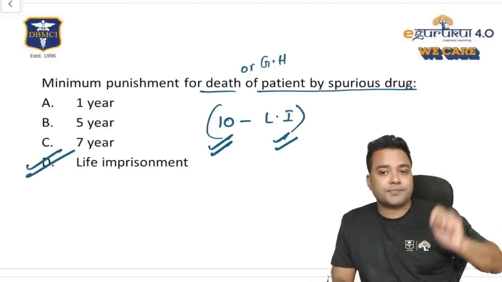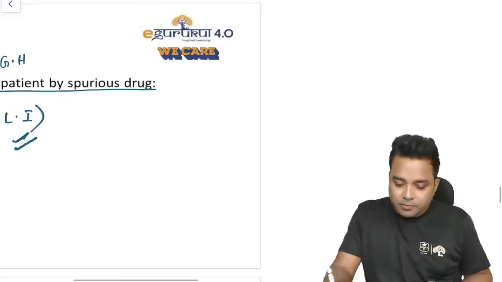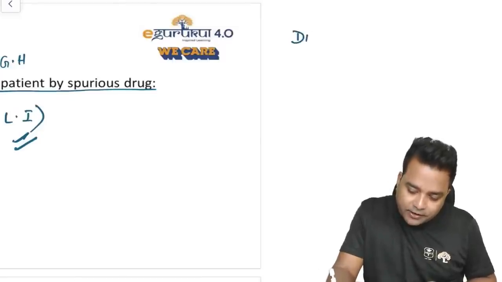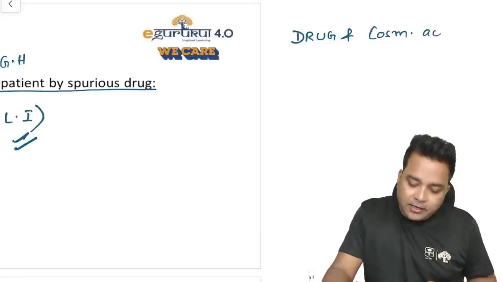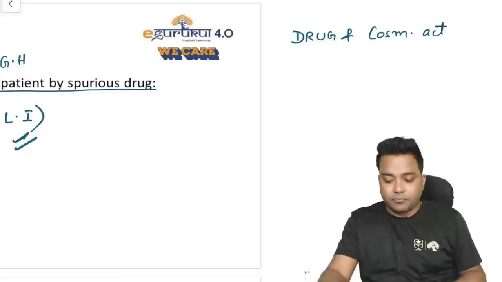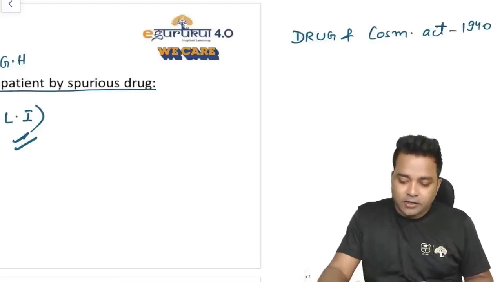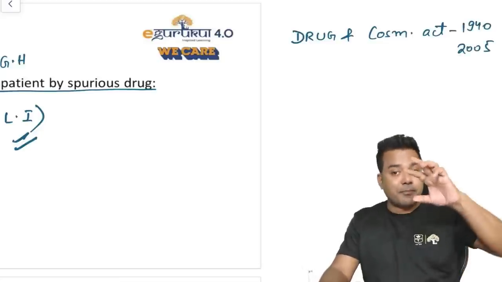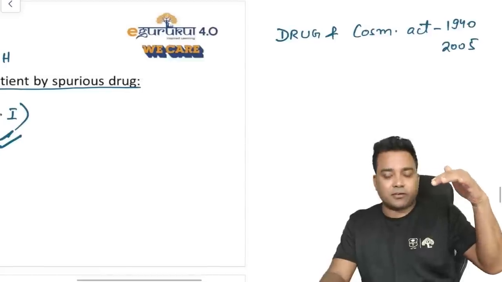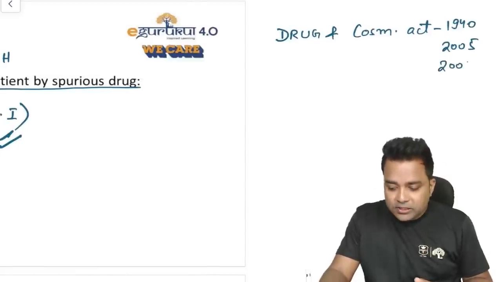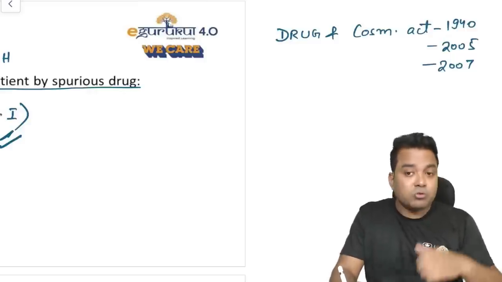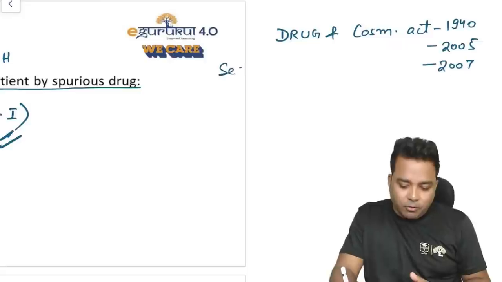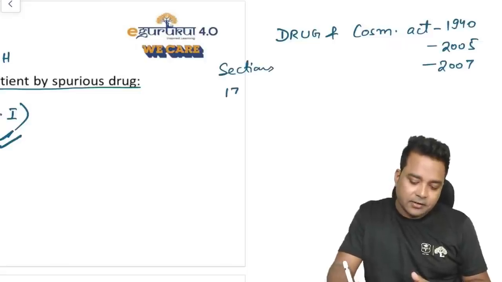What are spurious drugs? Always remember, this is a very hot favorite area, the Drugs and Cosmetics Act, for INICET examiners mainly. We have a Drugs and Cosmetics Act which was formulated in 1940. Thereafter, amendments or changes have been done. This is the act, the medico-legal Act. Changes have been done in 2005, 2007. So what changes were done? New sections were added in the form of Section 17, 17A and 17B.